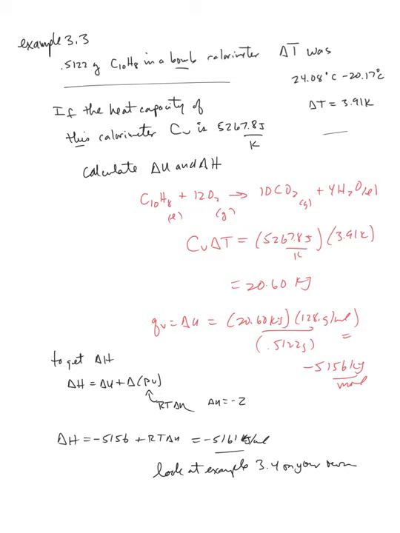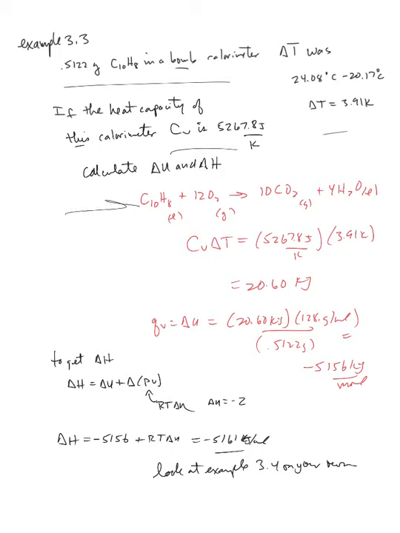Actually you're going to determine the heat capacity of the calorimeter using naphthalene. But if the heat capacity of the calorimeter was already determined, that's what the C_V means here, constant volume heat capacity, it was 5258.8 joules per K. Calculate the delta U and the delta H.